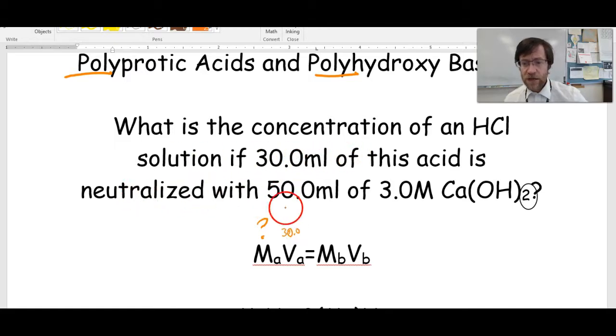This acid is neutralized with 50 mils of 3 molar calcium hydroxide. Now look at this. Do you guys see this too? You guys see that?